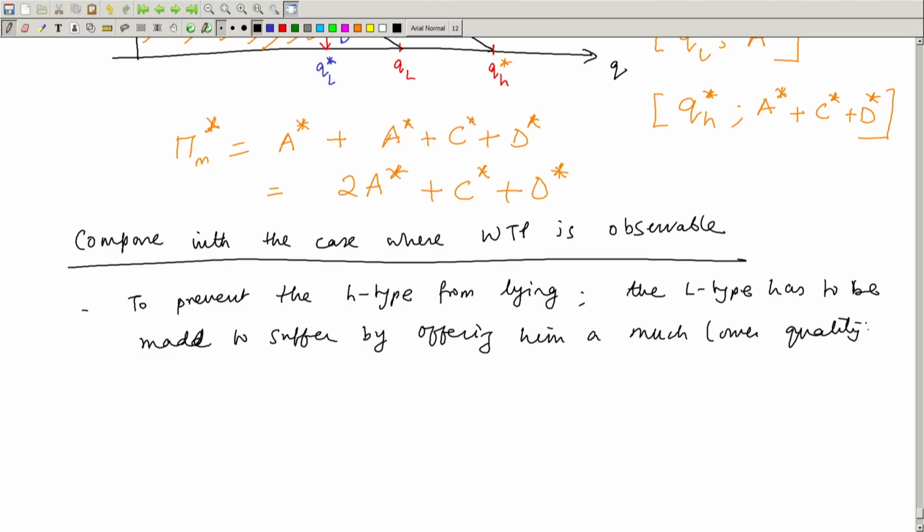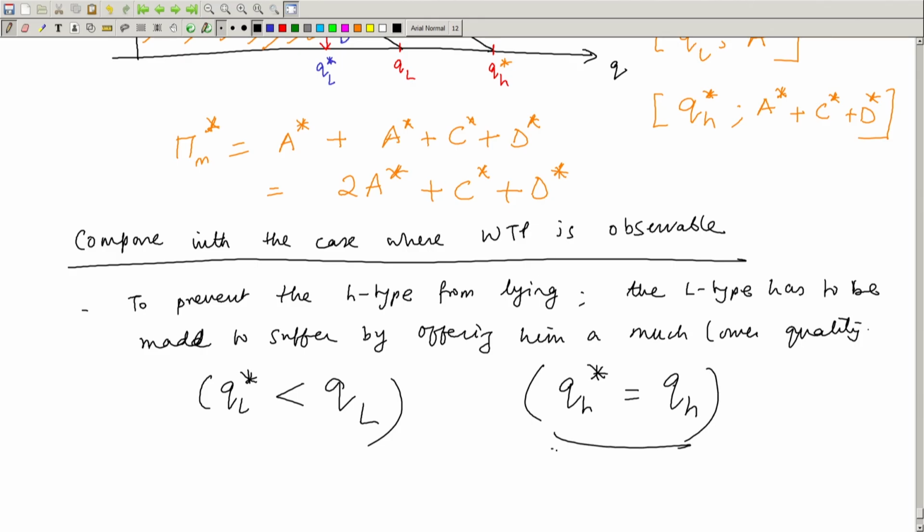Think of the stark difference in quality between the economy sized travel and business class travel in airlines, right. So, you are decreasing the L type's quality to such a level so that the H type does not distort and misrepresent its true type, right. So, the QL star that you are offering is going to be much less than QL that you would have offered under full information. The QH star that you offer is exactly equal to QH. So, you are offering the higher quality for the H type, but for the low type you are offering a much lower quality. Finally, let me just go back to this example and quickly tell you how to compute.